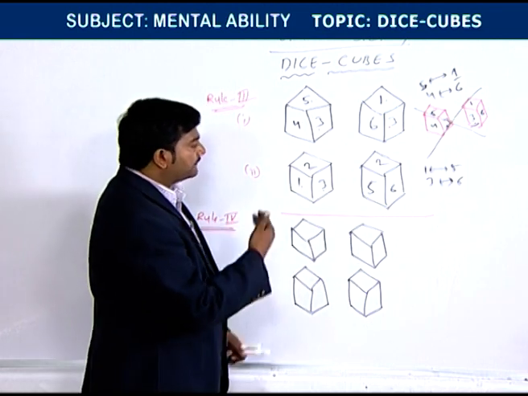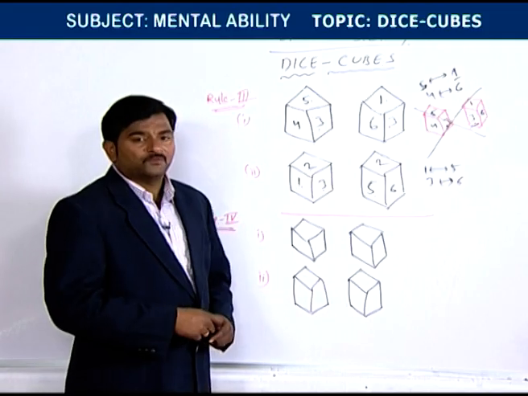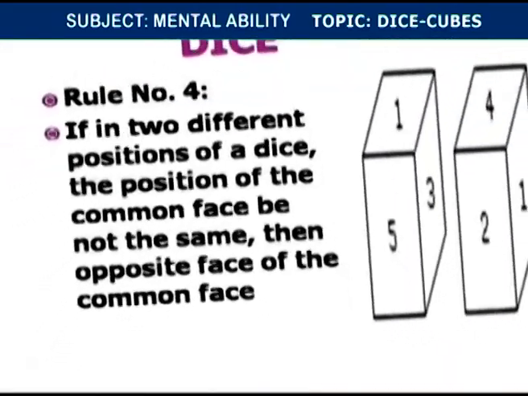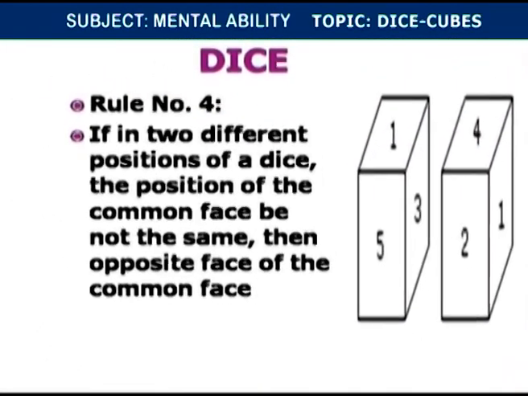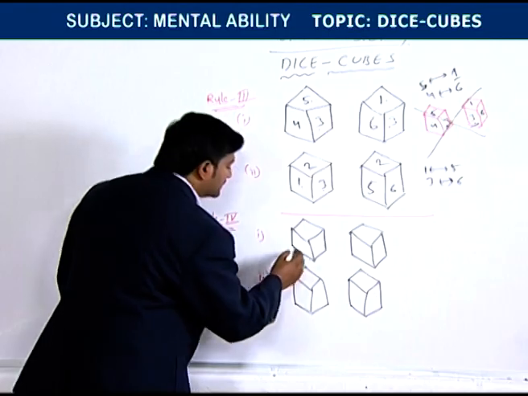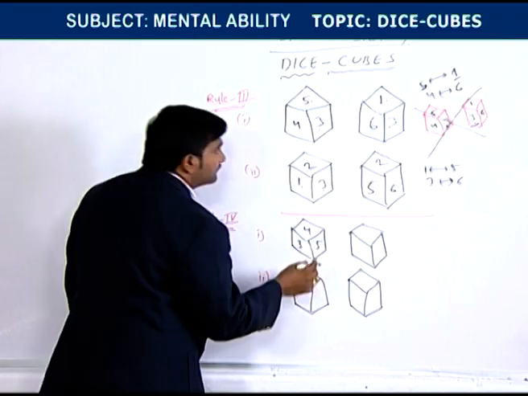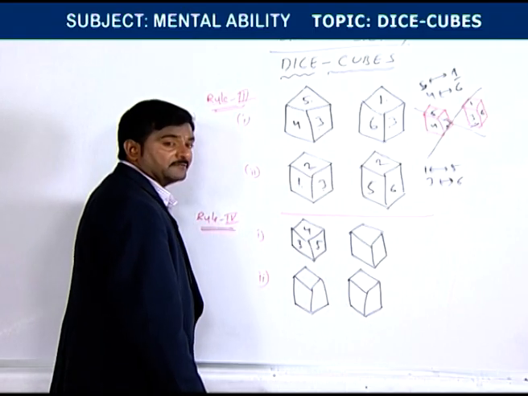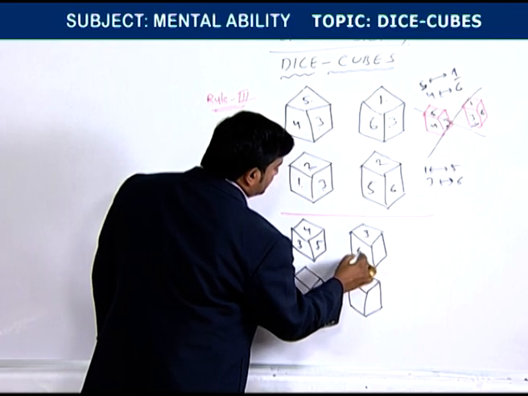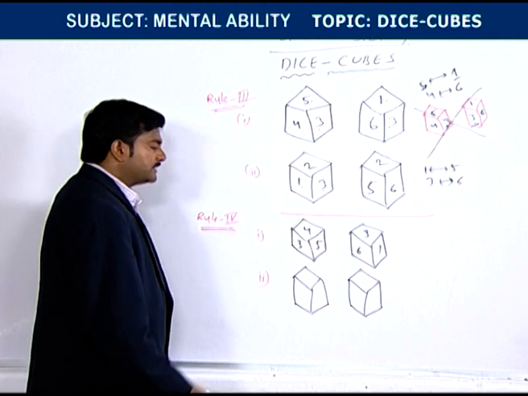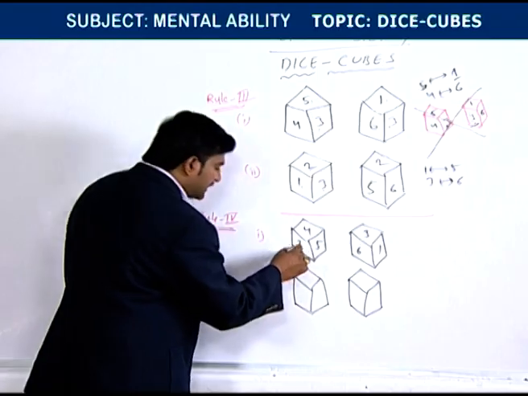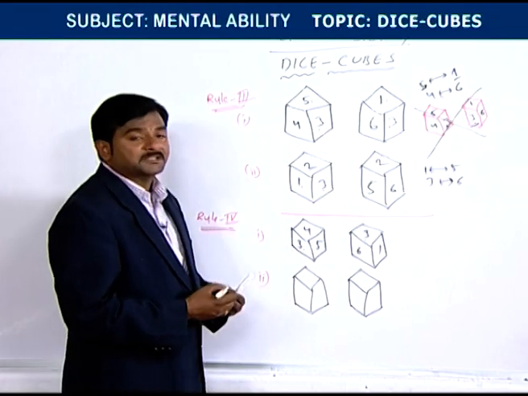Now we can find the difference between rule 3 and rule 4, so that you may get some idea. In rule 4 also one number is common. Let's take one example: 3, 4, 5, and next 6, 3, 1. No issue. Here I am taking 3, here 6, here 1. Now observe here. How many numbers are common? Only one number is common. But does this common number occupy the same surface?